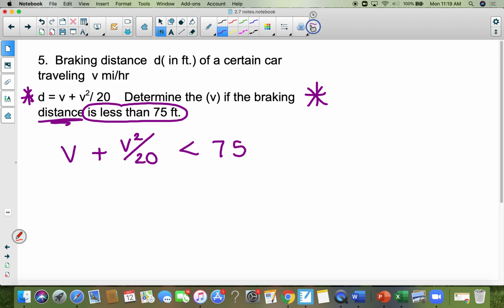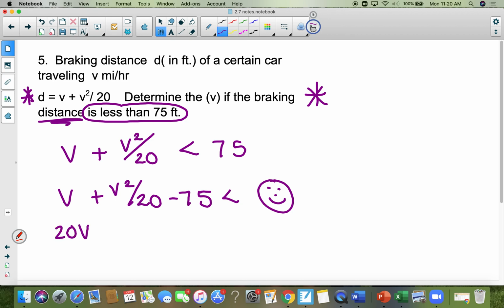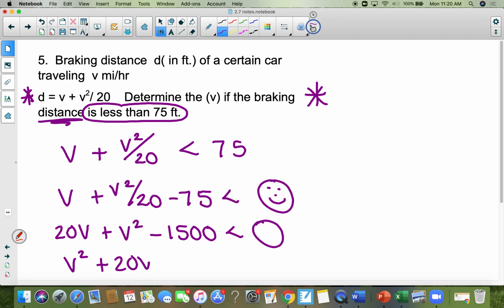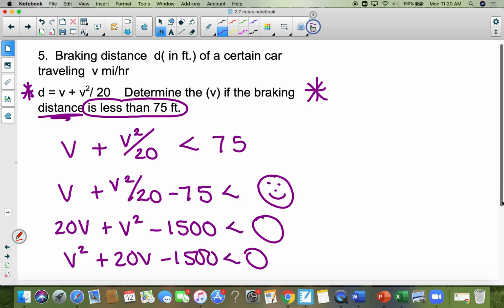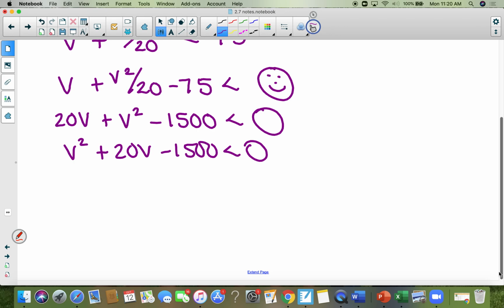Again, you need to bring everything over to one side. So the first thing I would do is bring everything over to one side, because you can't factor unless there's a 0 on the right side. I would multiply everything by 20. I would have 20v plus v squared minus 1500 is less than 0. And then I have to reorder it so that it's in decreasing order. Notice that this one does not have a fraction, so you are not going to have a restriction. All you have to do is factor it then.